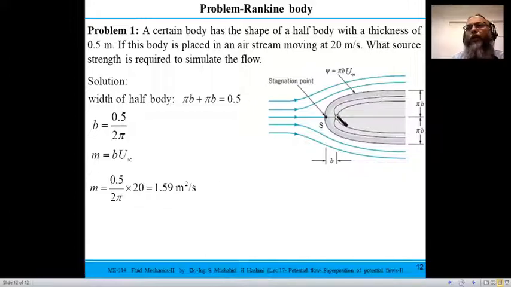So if you want b to be 0.5 upon 2 pi, then your source must be of this strength if the uniform flow is taking place at 20 meters per second. Or this problem can be done another way. If you are interested in what the speed should be, and you know the value of b and the strength of the source, you can work out the velocity, because if you know m and b, you can easily work out U infinity. So this is how we can solve such problems, and at this place I end today's lecture.